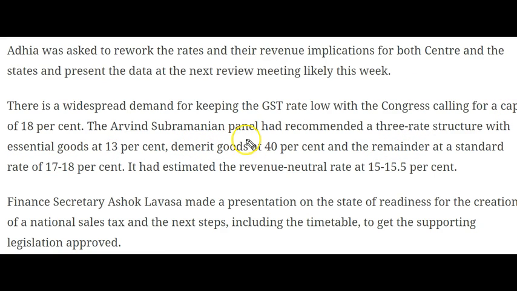So now you have seen one word. What do you mean by demerit goods? Simply, demerit goods are goods which are unhealthy in nature. So demerit goods are goods and services which, when consumed, are considered unhealthy or degrading. Examples are alcohol, cigarettes and other items. So the Arvind Subramanian panel proposed a higher tax rate for demerit goods, that is 40%.